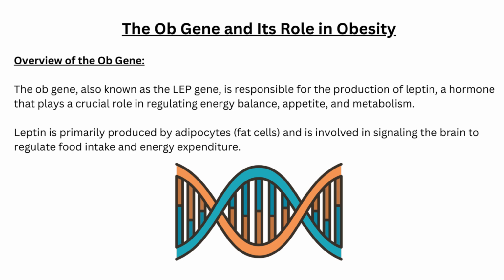Now let's explore the OB gene and its role in obesity. The OB gene, also known as the LEP gene, is responsible for producing leptin, a hormone crucial for regulating energy balance, appetite, and metabolism. Produced mainly by adipocytes, fat cells, leptin signals the brain to manage food intake and energy expenditure, thereby influencing body weight and fat storage.